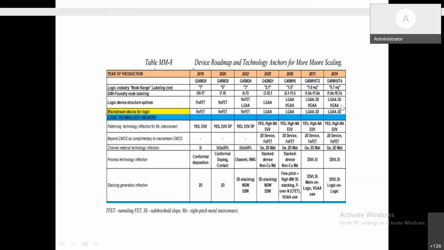And 2034 also, they are proposing new structures. And these are all logic technology materials. You can see that silicon, germanium, silicon and 2D materials, and different stacking will be there.